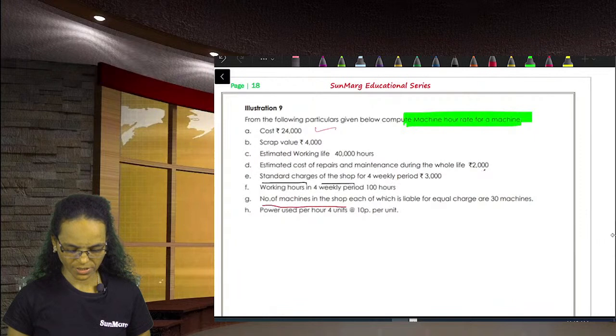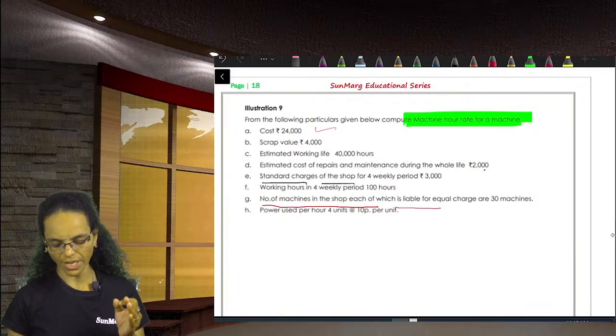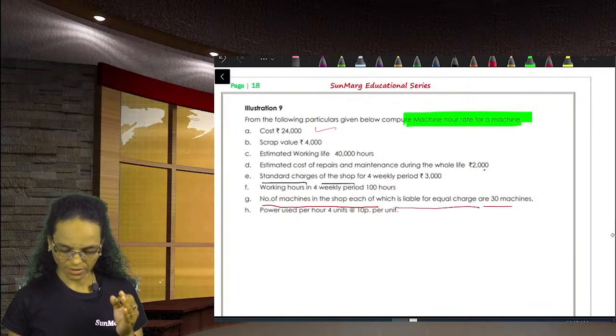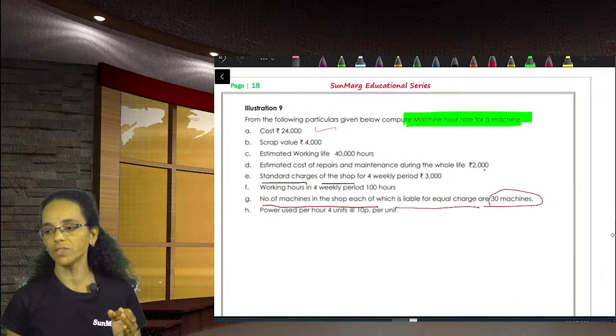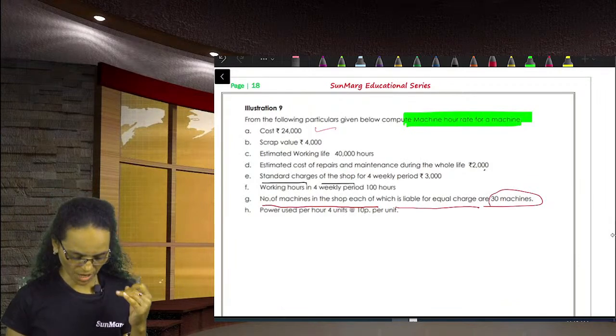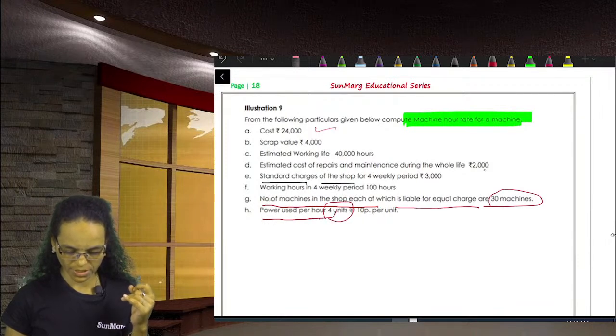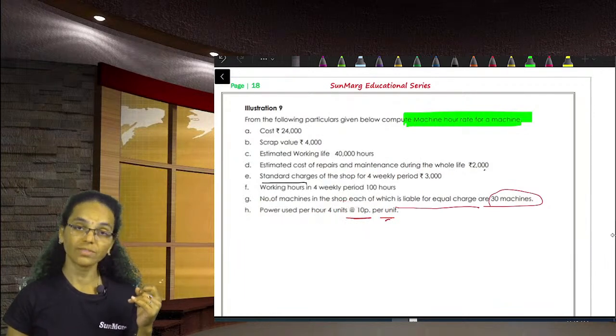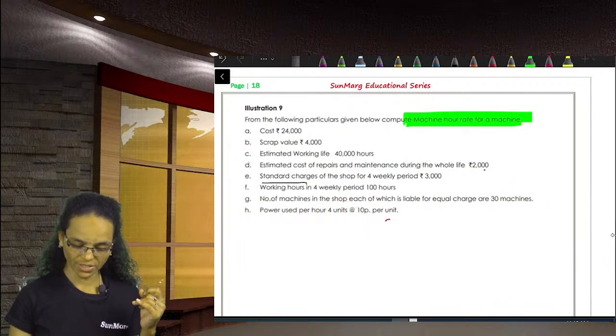Number of machines in shop, each of which is liable for equal charges, are 30 machines. How many machines we have? 30 machines we have. Power used per hour 4 units at 10 paisa per unit. And what is the question? Question is this one. Machine hour rate.